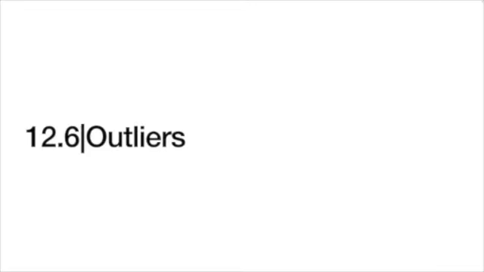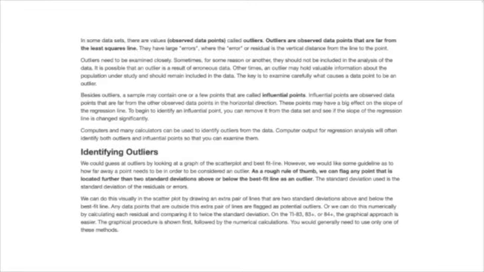All right, 12.6, outliers. In some data sets, there are values, which are observed data points, called outliers. They are far from the least squares line vertically. So like they're way above or way below the line, meaning they have large errors or residuals. The outliers need to be examined closely. Sometimes, for a reason or another, they should not be included in the analysis of the data. It is possible that an outlier is a result of erroneous data. Other times, an outlier may hold valuable information about the population under study and should remain included. So the key is to examine carefully what causes a data point to be an outlier.